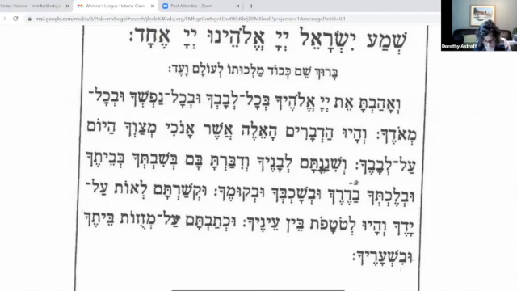Uvchal. Uvchal. Two shavas next to each other. So put the first letter to the right and keep the second one by itself. Nafshecha. Very good. There you go. Uvchal. Okay. Enough for me.